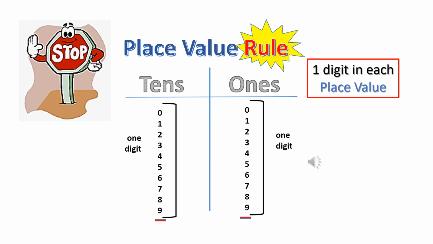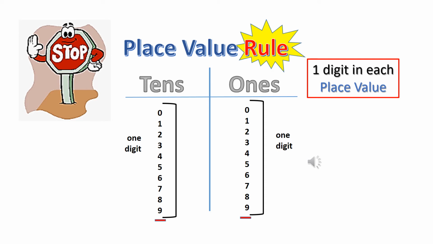Again, you can put only one digit in each place value. So look at the ones place. You can put a 0, 1, 2, 3, 4, 5, 6, 7, 8, 9 in the ones place. And in the tens place, you can put a 0, 1, 2, 3, 4, 5, 6, 7, 8, 9 in the tens place.